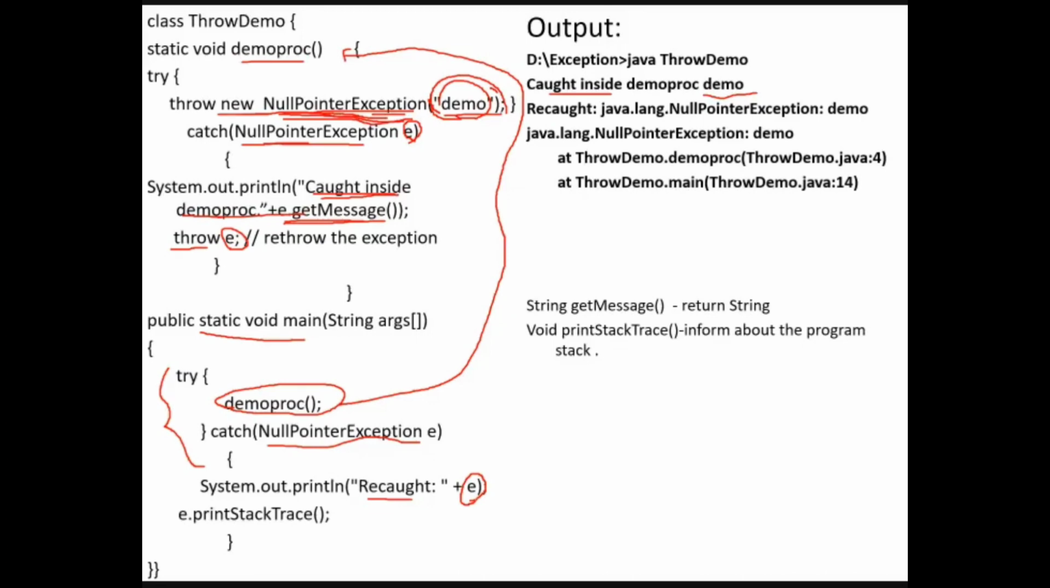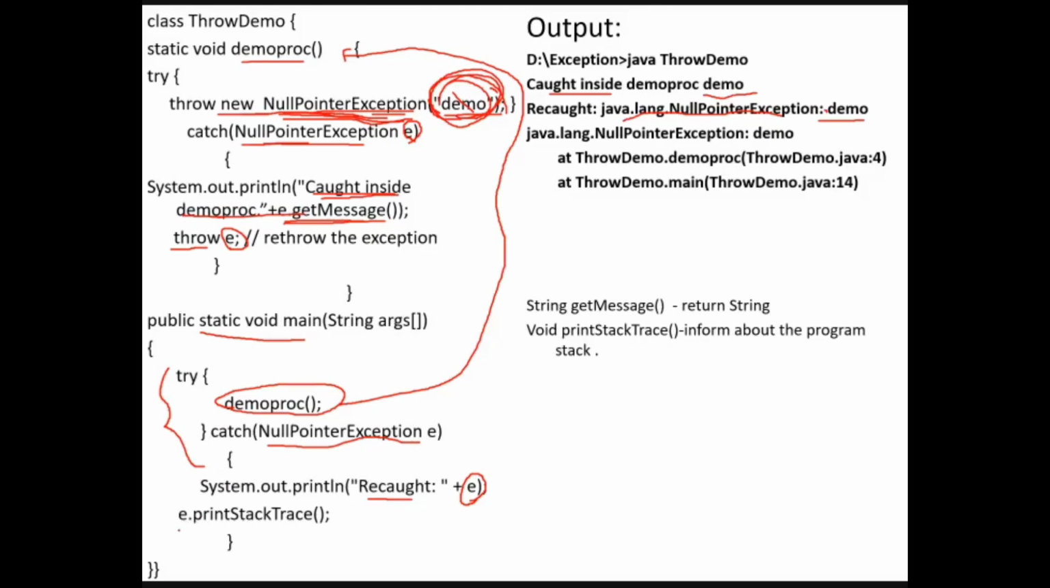So for the object, it will print the whole description. So java.lang.NullPointerException, and also a colon and demo, that string which I passed while creating that object, is also printed. If there is no demo, then it will print only java.lang.NullPointerException.